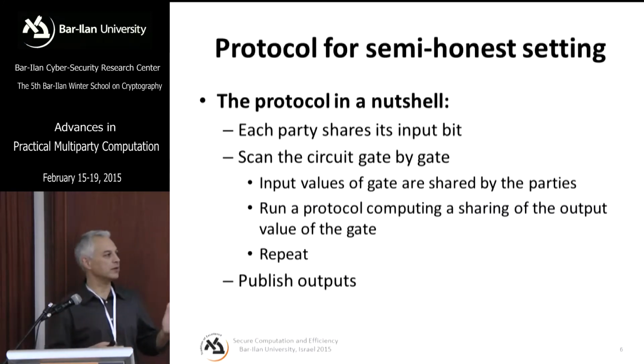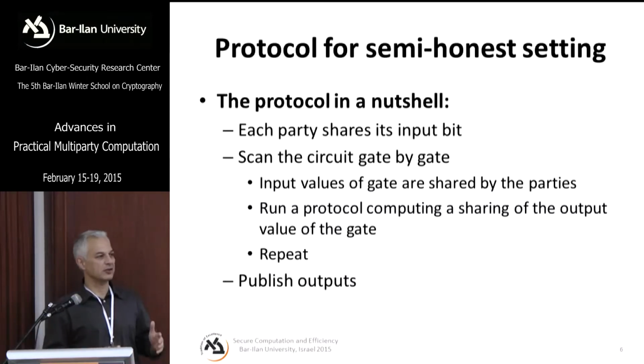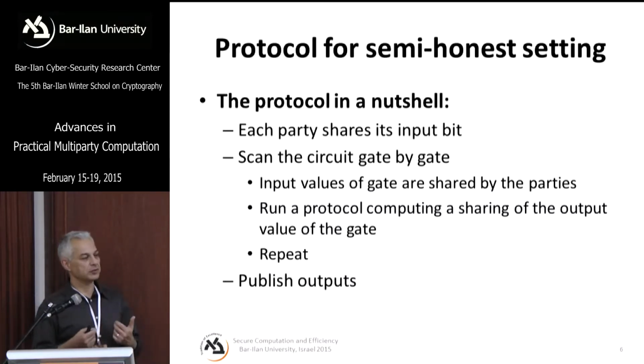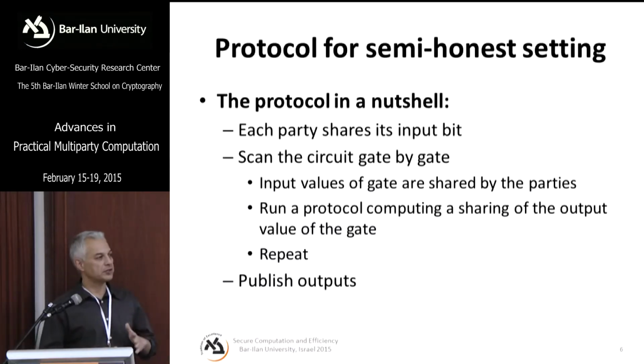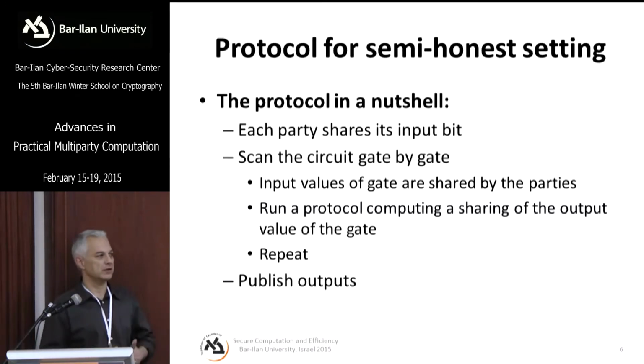So suppose we know that wire number 1000 is the output of a certain party, and each one of the other parties has a share of the value on that wire. Each party could send that share to that party, and he'll add the shares modulo 2 and learn the output bit on that wire.